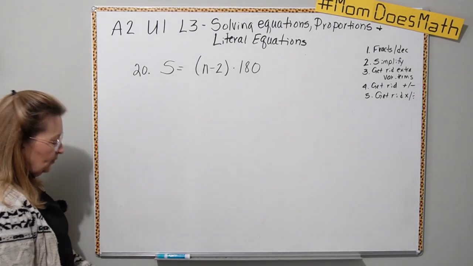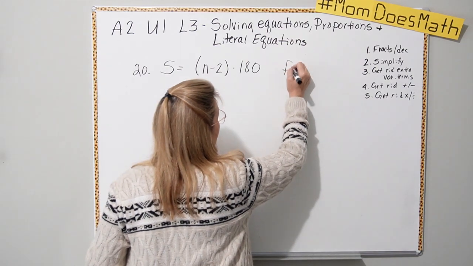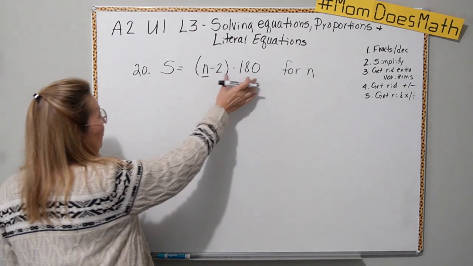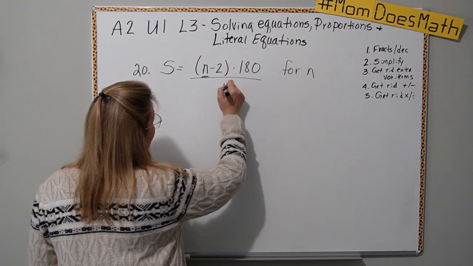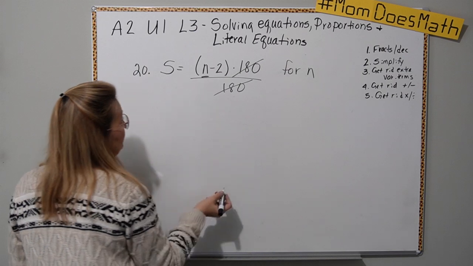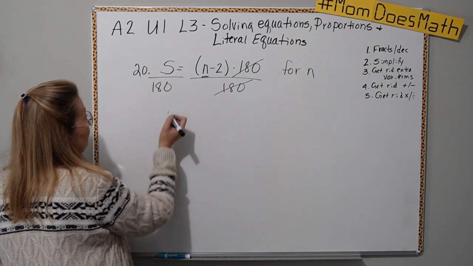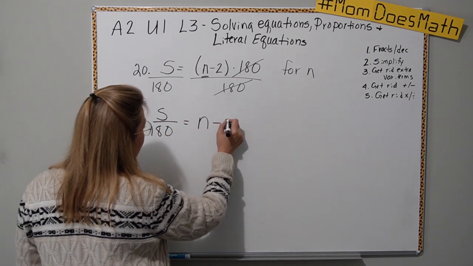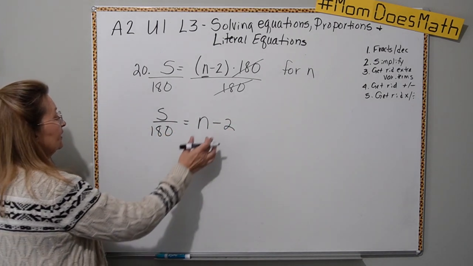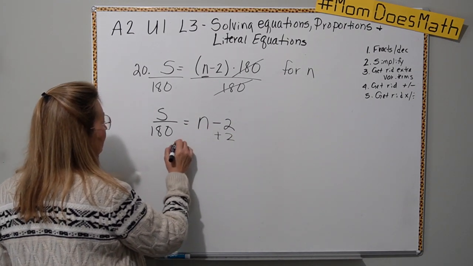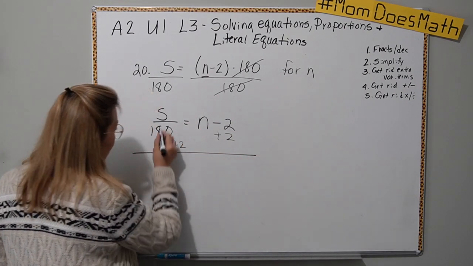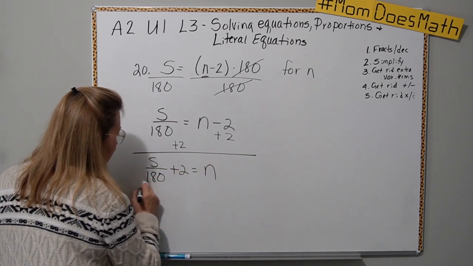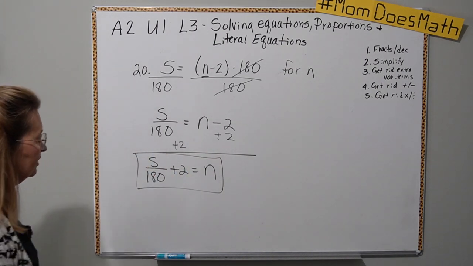Last one, number 20. Here we go, and we are solving this one for N. So there it is. All right, let's go to the outside first. This has been multiplied by 180, so I'm just going to divide by 180 to cancel it. And whatever I do to one side, I have to do to the other. So now what I have is S over 180 is equal to N minus 2. All right, if I'm solving for N, I'm just going to add 2. Whatever I do to one side, I have to do to the other. So I have S over 180 plus 2 is equal to N. And yes, you could flip that and put your N on the left, okay?